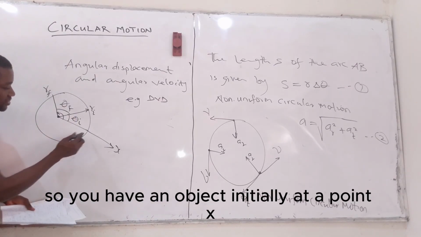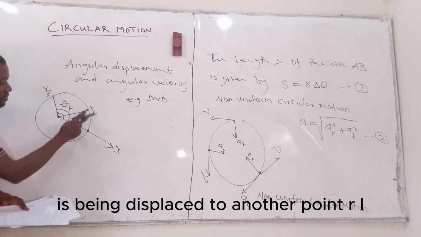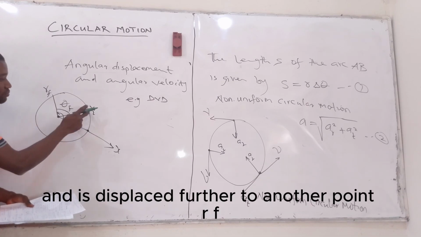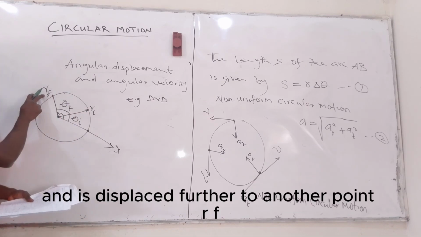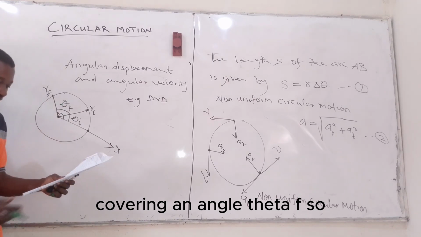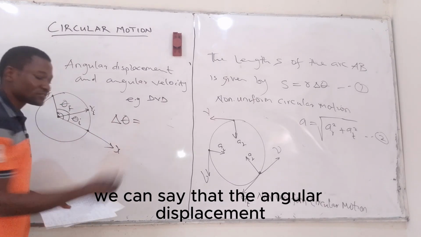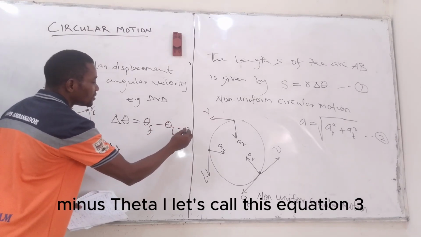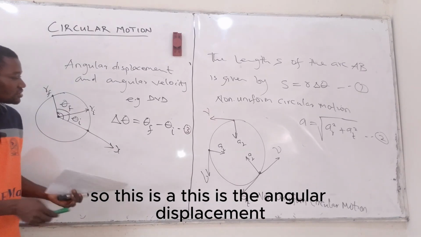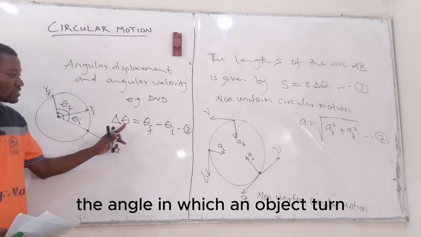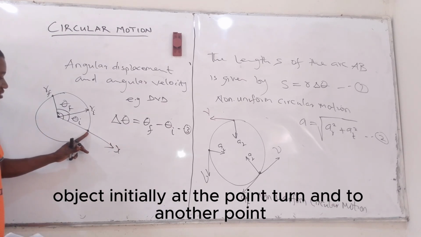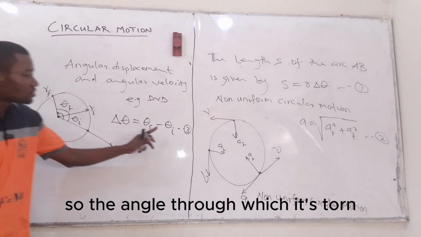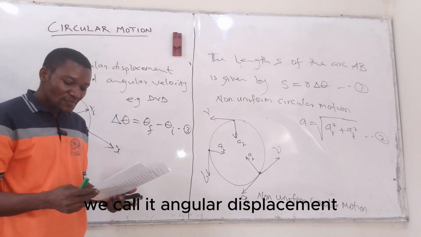So you have an object initially at a point X, displaced to another point Ri, covering an angle theta I, and displaced further to another point Rf, covering an angle theta F. So we can say that the angular displacement is equal to theta F minus theta I. Let's call this equation 3. So this is the angular displacement, the angle through which an object turns. Object initially at a point, turns to another point. So the angle through which it turns, we call angular displacement.